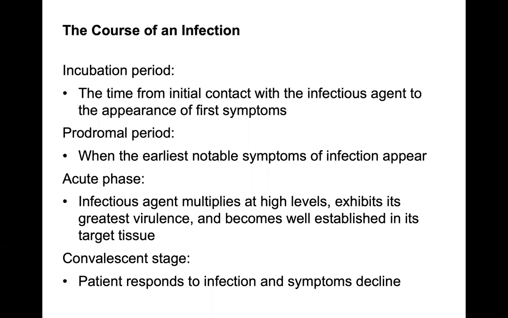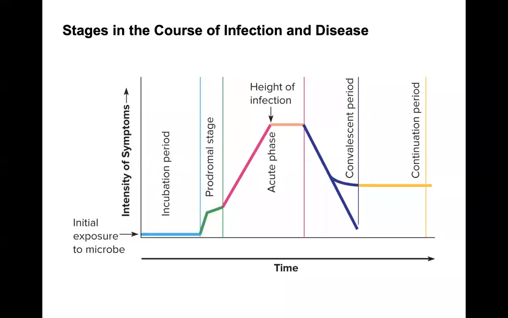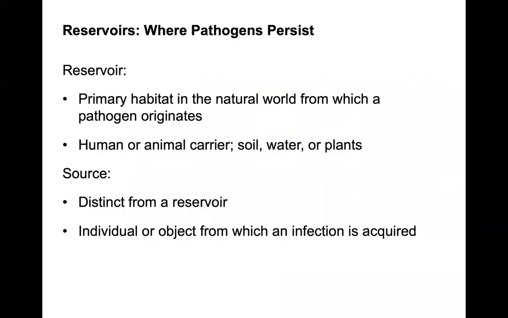So the course of infection, we have what's called the incubation period. This is the time from the initial contact with the infectious agent to the appearance of the first symptoms. The prodromal period is when the earliest notable symptoms of infection appear. The acute phase is when the infectious agent multiplies at high levels, exhibits its greatest virulence, and becomes well established in the target tissue. And then the convalescent stage is when the patient responds to infection and symptoms decline. And here you can see the stages in the course of infection and disease.